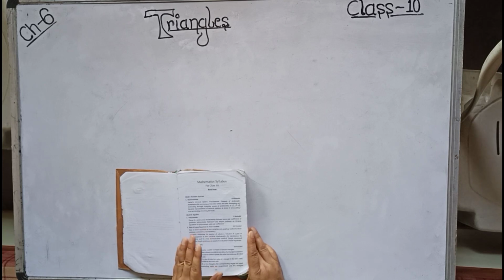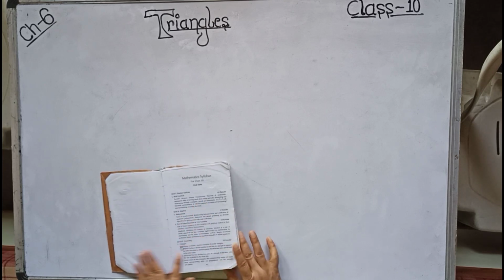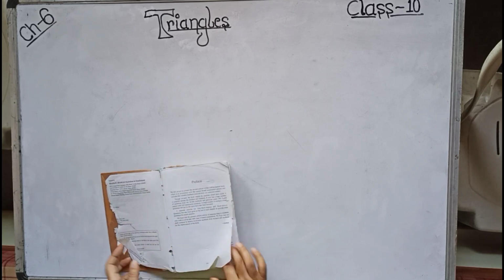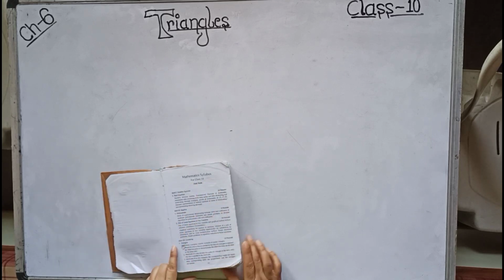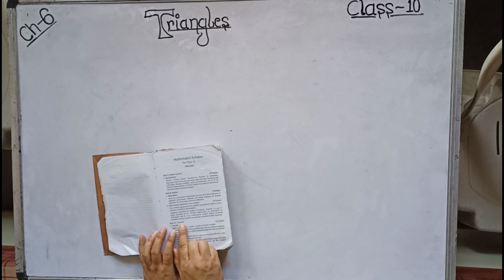Now for this you open your R.S. Agarwal book, the first after leaving 2 pages. Over here the mathematics syllabus is written. Now in that you go to the geometry portion and hence the triangle portion.